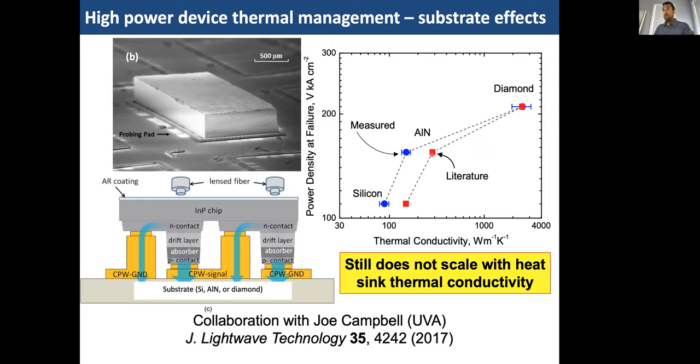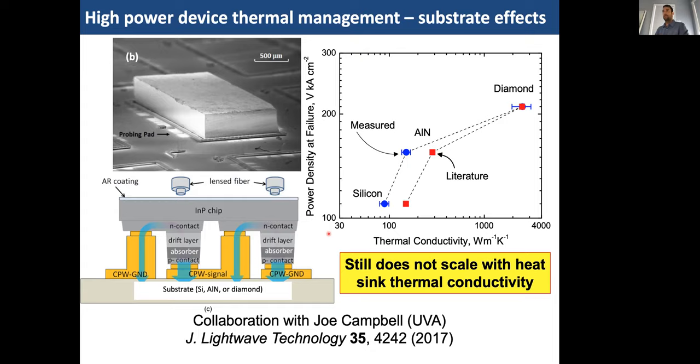But when we measure the thermal conductivity, you see a shift in the curve because the thermal conductivity of the actual substrate we used is lower than the literature value, except in the diamond case. However, we still don't see a one-to-one trend. This still does not make sense. So what this says is regardless of whether we use a real or assumed value for thermal conductivity, the thermal conductivity of the submount is not dictating the power density at failure and the ultimate performance of this photodiode.